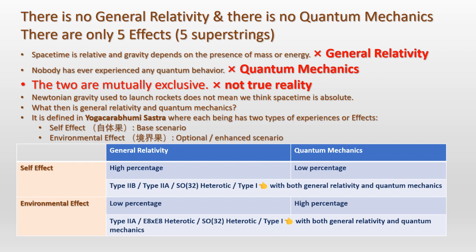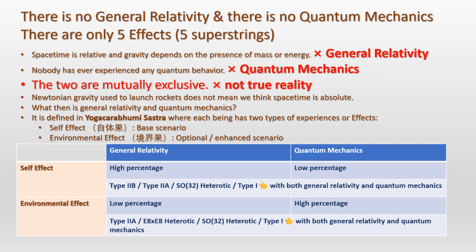So, what are general relativity and quantum mechanics? We now have to go to Yogacara Buddhism again. It is said that there are 2 aspects within each of the 5 effects. They are called the self-effect and the environmental effect. The self-effect can be viewed as one's base scenario while the environmental effect is kind of an optional or enhanced scenario. General relativity occupies a higher percentage of the self-effect or base scenario, whereas quantum mechanics takes up a higher percentage of the environmental effect or optional scenario.